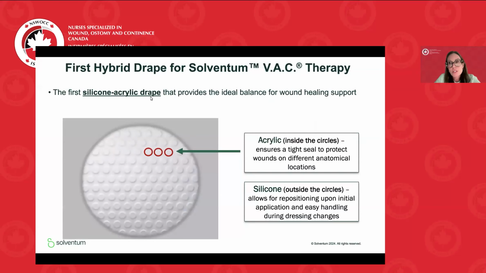I am going to go through this just a little bit because as we go on tonight, we're going to talk about the novel, one of the newer dressings of negative pressure.